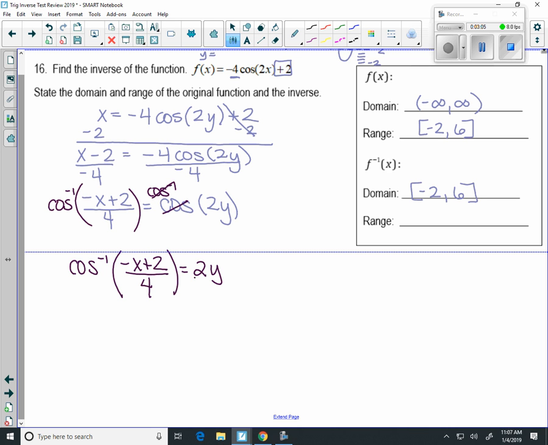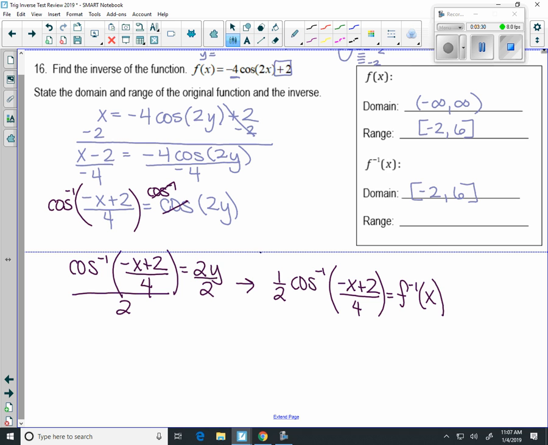And now I'm going to divide both sides by 2. The way I'm going to write my final answer is going to help me with the range. I'm going to write it as a 1/2 out front. Divide by 2 is the same as multiply by 1/2. So there's my inverse, just some algebra to get there. The only new step this unit was using the inverse of cosine.